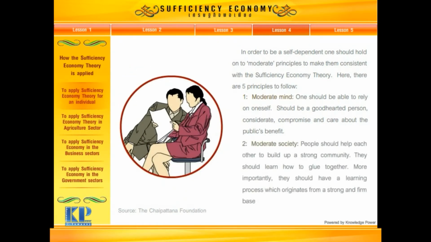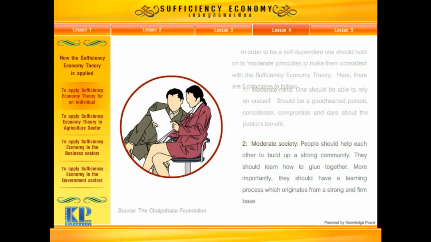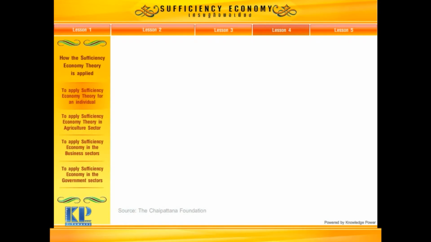2. Moderate society. People should help each other to build up a strong community. They should learn how to glue together. More importantly, they should have a learning process which originates from a strong and firm base.